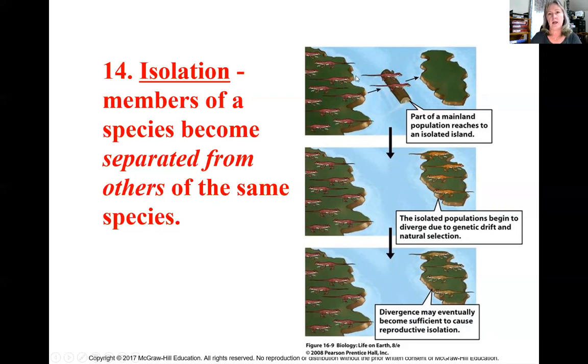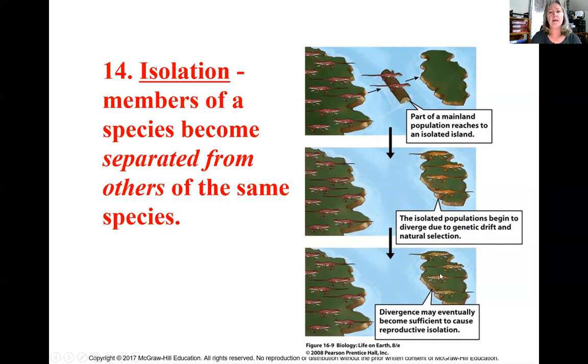So let's say I had an original population of lizards living on this mainland, and some of them were crawling on this log, and it drifted to this isolated island that didn't have any lizards. And so there's plenty of food, plenty of space. It's about the same temperature. So they thrive and they reproduce, and they start to have offspring. And then after a while, you've got a pretty large population. But they've been isolated from the mainland.